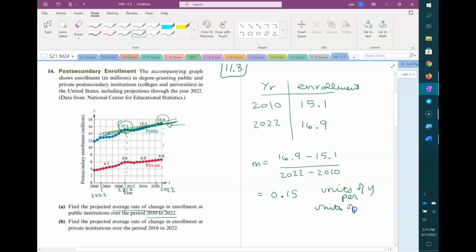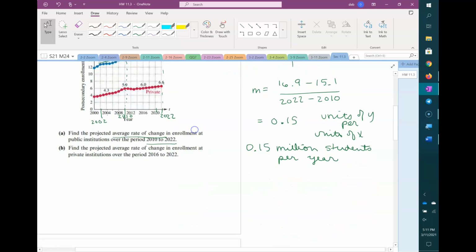of x. So let's see what we've got here. It's 0.15. The units of y are million students per the units of x, or year. Well, 0.15 million is just kind of an awkward way of saying that.